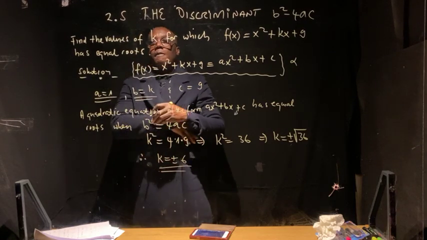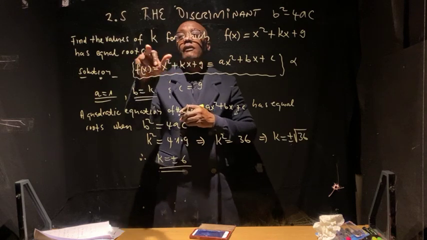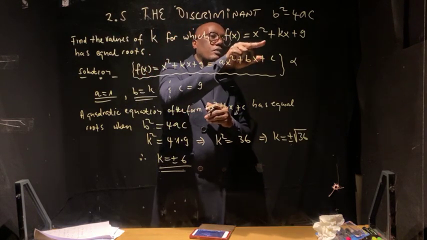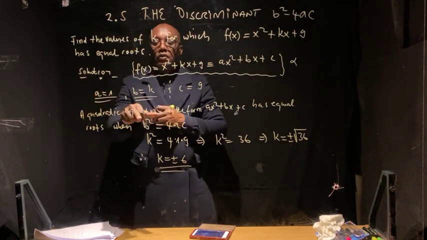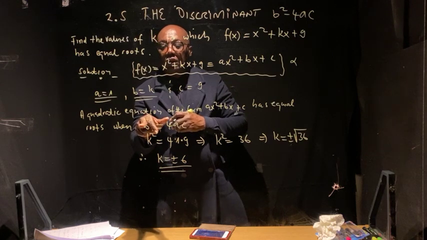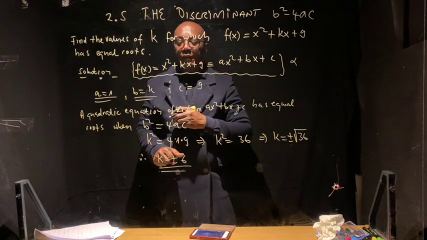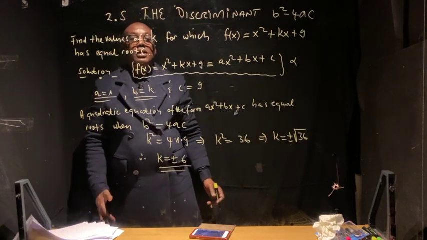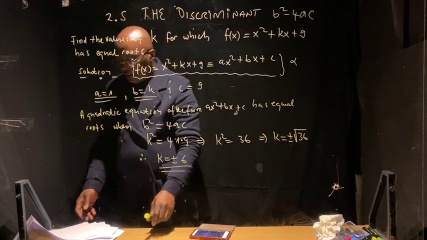So when it says find the values of k for which the quadratic equation x squared plus kx plus 9 has equal roots, the most feasible discriminant to be used is b squared equal to 4ac. And with that one, you can find the two values of k. This is just a simple one. Take your time to copy, and then we'll take the next question.